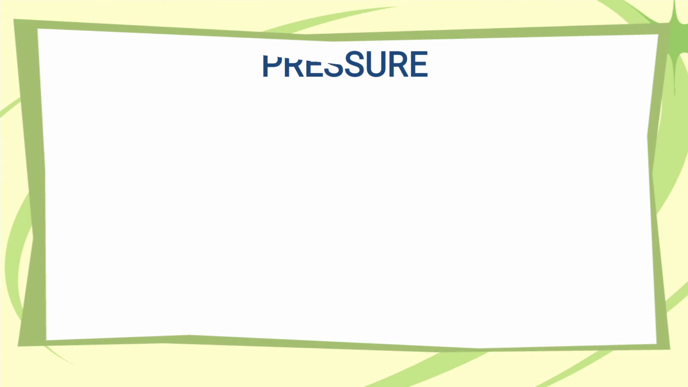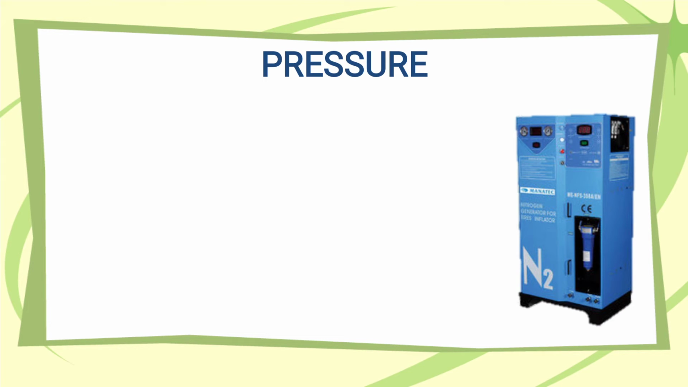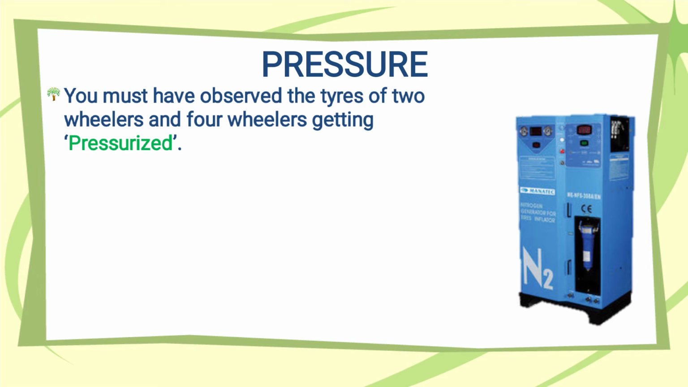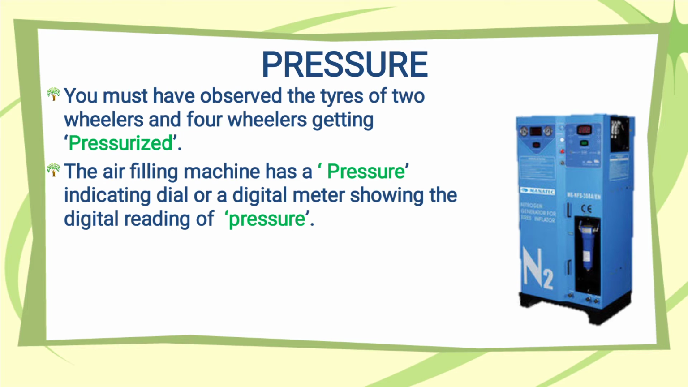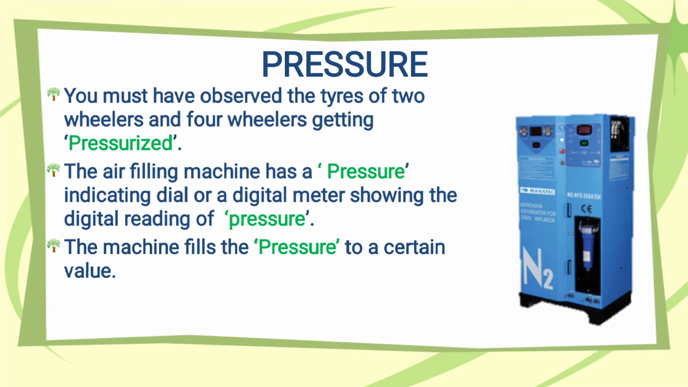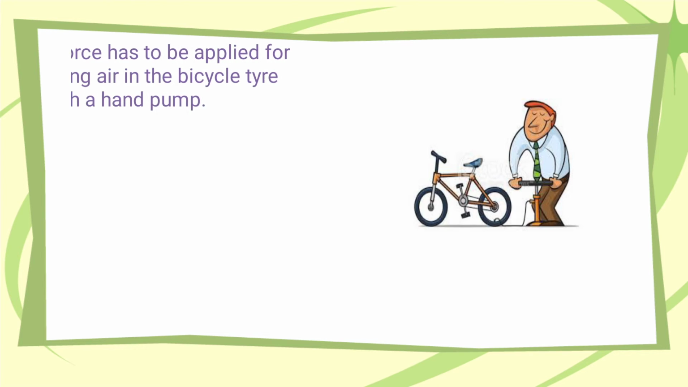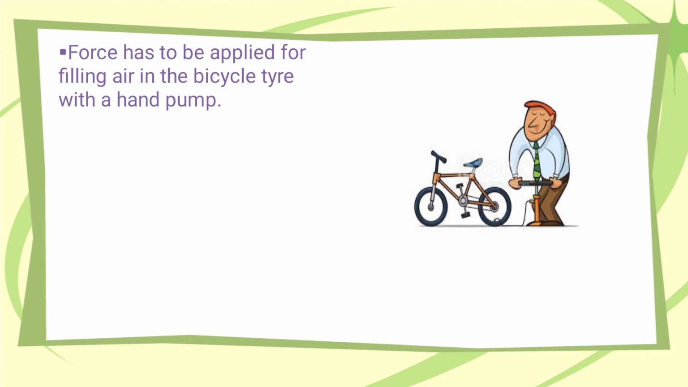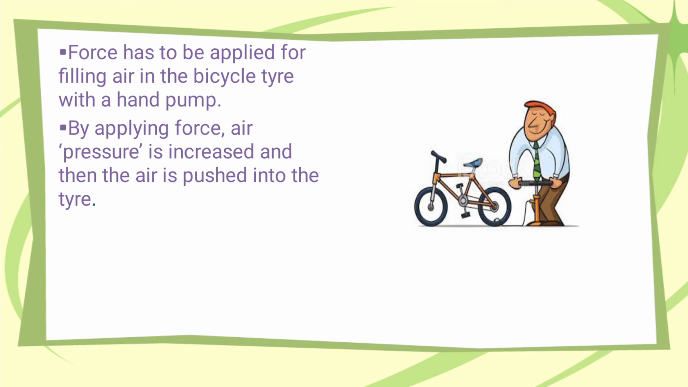Next we are going to see the topic pressure. You must have observed the tires of two-wheelers and four-wheelers getting pressurized. The air filling machine has a pressure indicating dial or digital meter showing the reading of pressure. The machine fills the pressure to a certain value. Next, force is to be applied for filling air in a bicycle tire with a hand pump. By applying force, air pressure is increased and then the air is pushed into the tire. We use this in our daily life.